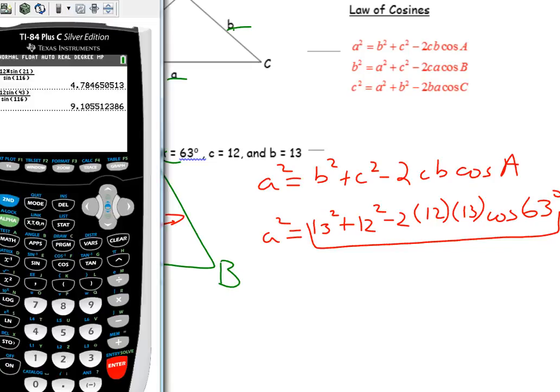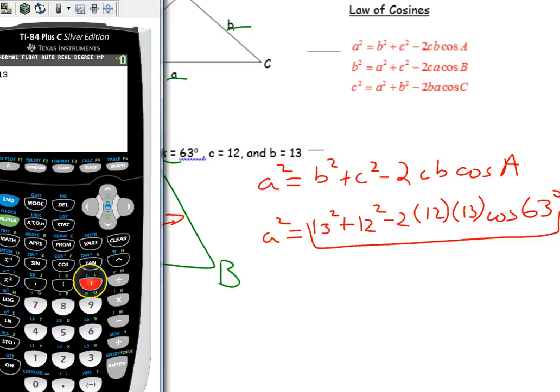On your graphing calculators, you can just type exactly what you see here. If I wanted to do this problem, I'm going to type in 13 squared. This is your squared button. Everybody see that? Plus 12 squared minus 2 times 12 times 13 times the cosine of 63 degrees.